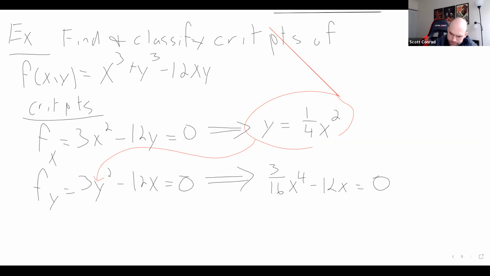Okay, so I'm gonna divide both sides by 3 in this case. So 1 over 16 x to the 4 minus 4x is 0. And then I'm gonna factor this. So I can pull out an x, and I'm gonna pull out 1 over 16.